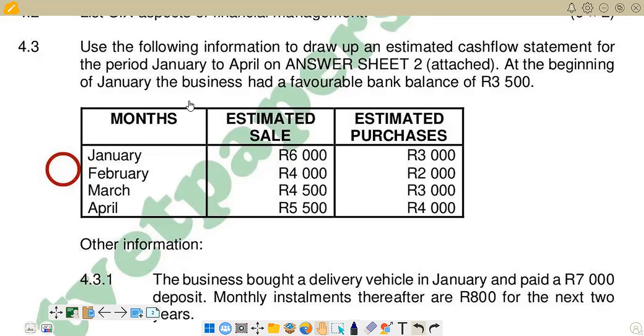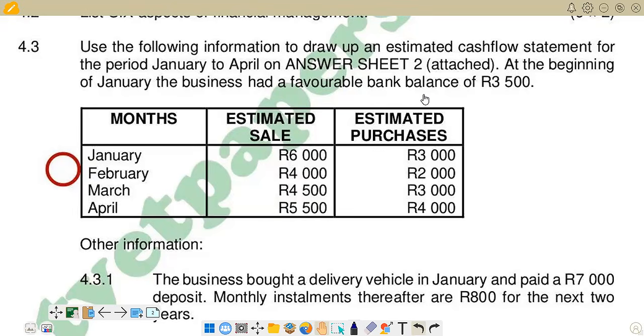The question starts from 4.3 and reads: use the following information to draw up an estimated cash flow statement for the period January to April on answer sheet 2 attached. So there should be an answer sheet attached in your answer book that is specifically designed for this question. The next sentence says, at the beginning of January, the business had a favorable bank balance of 3,500. So we are going to show it as a positive as the beginning balance.